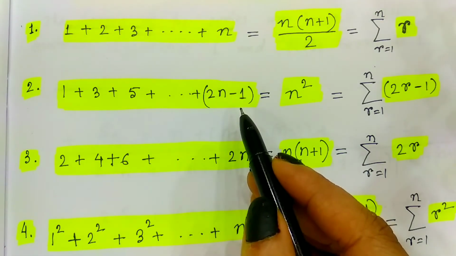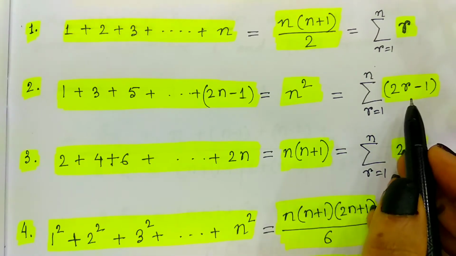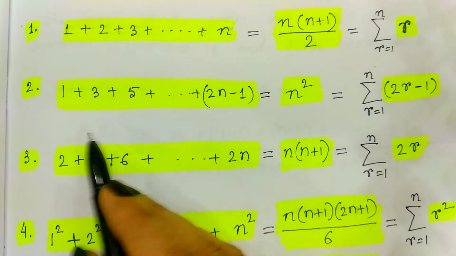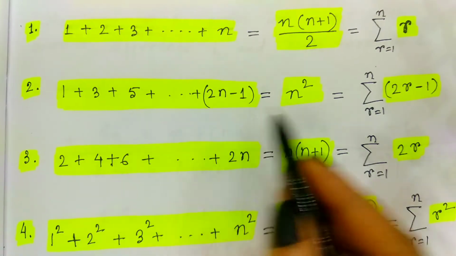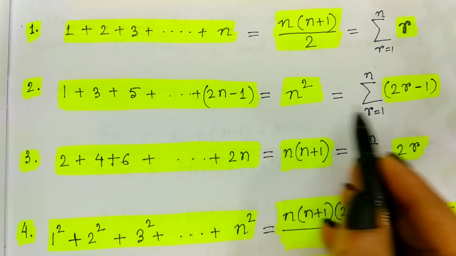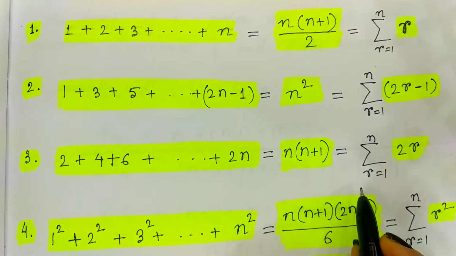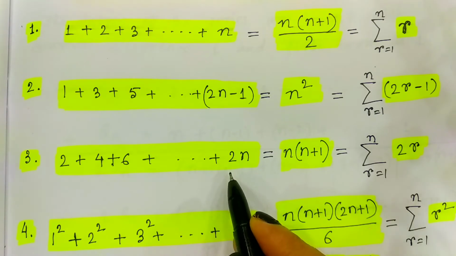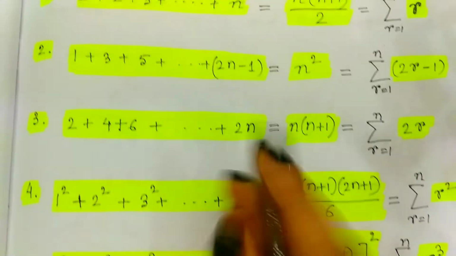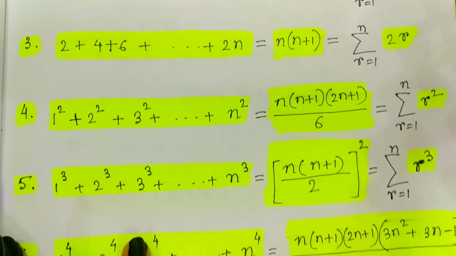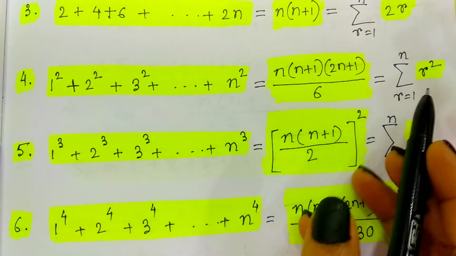Similarly, if we consider this one, then the general term is 2r minus 1, because if we substitute r equals 1, we get the first term, which is 1. If we substitute r equals 2, then the second term is 3. In this way we will find each and every term by substituting r equals 1, 2, 3 respectively. If we consider this third one, then its rth term or general term is 2r, and its summation represents the entire series. If it is 1 square, 2 square, in this way, then definitely if we consider the general term as r square, it will represent the entire series.